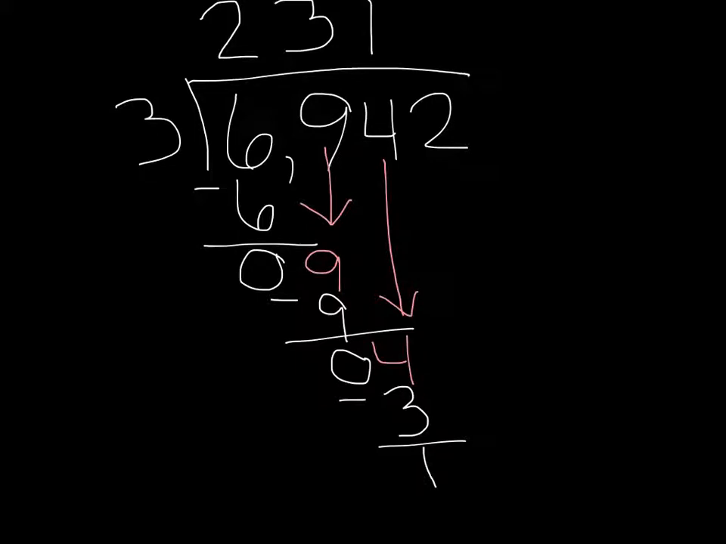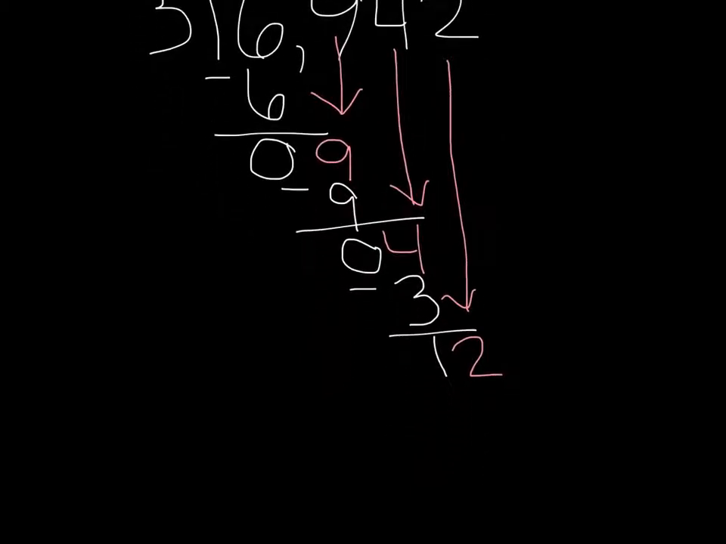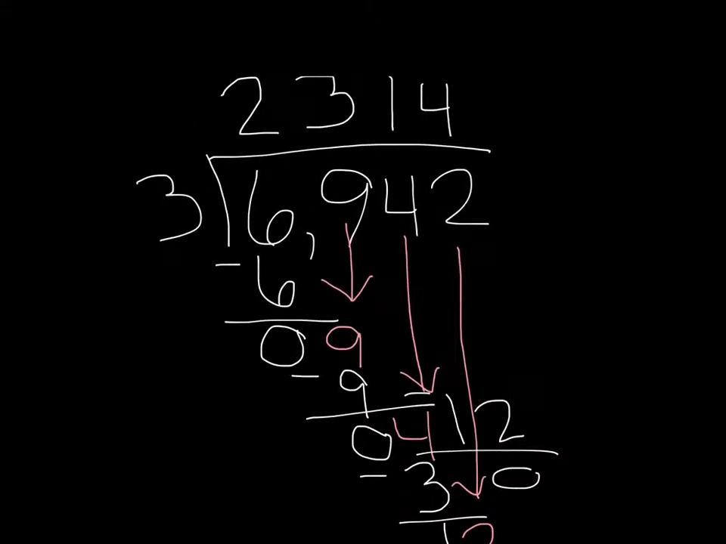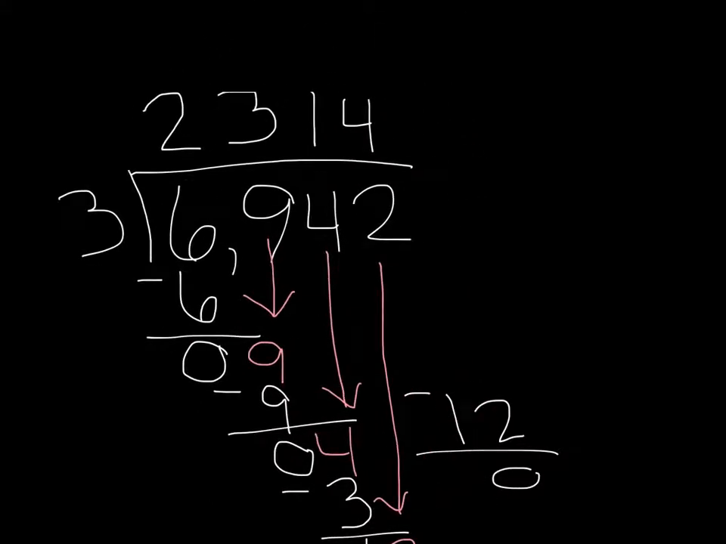After you subtract, the next step is always to bring down the next digit. Now we have 12. 3 can go into 12 4 times. 3 times 4 is 12. We subtract and get 0. Yay! All right. So then we go back up to the top of the page, and our final answer is 2,314.